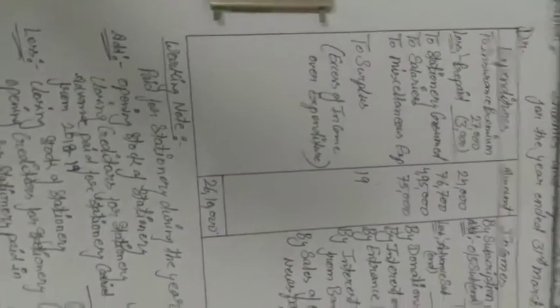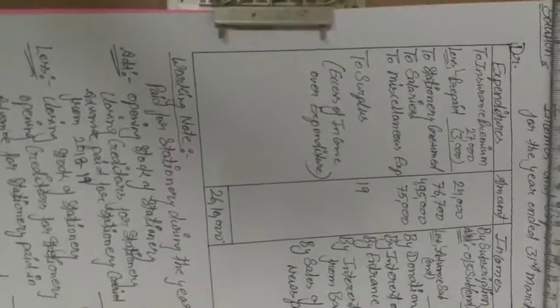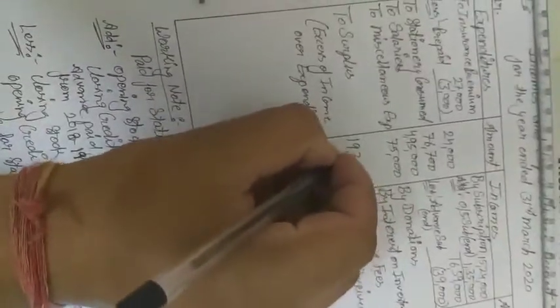So 26,10,000 to surplus. This is the excess of income over expenditure. 19 lakh, the balance was 19 lakh 39,300. This is the solution.